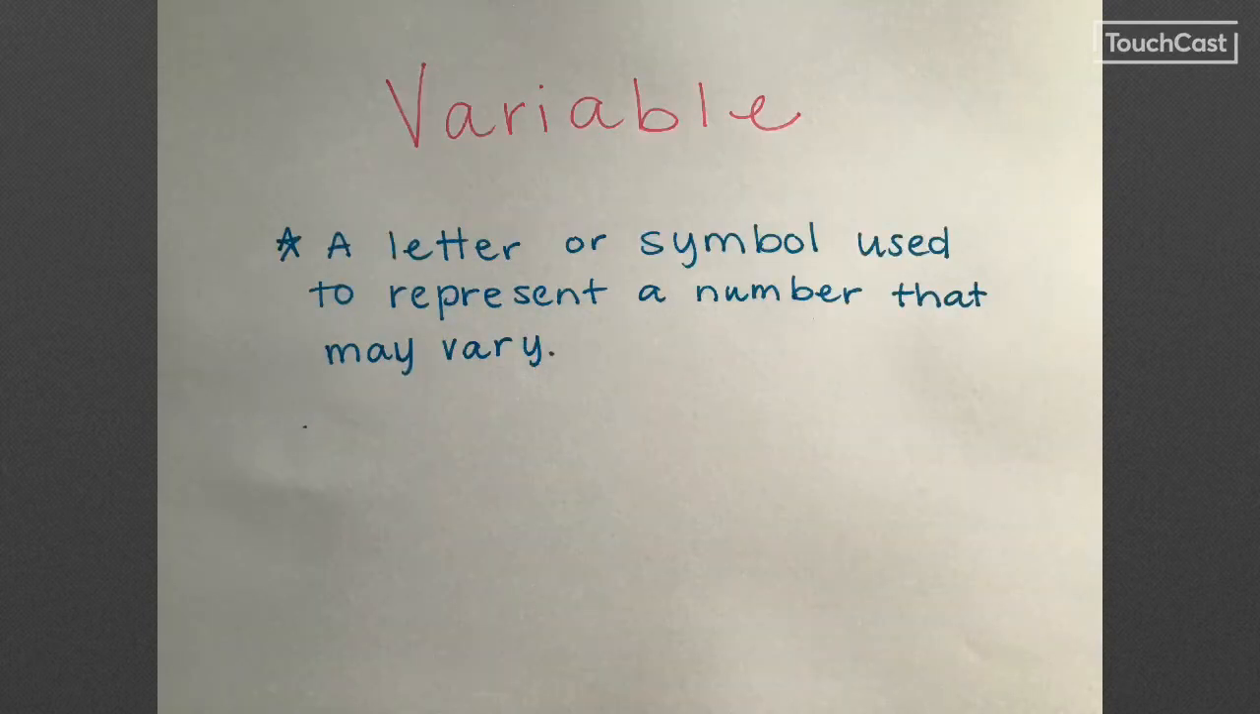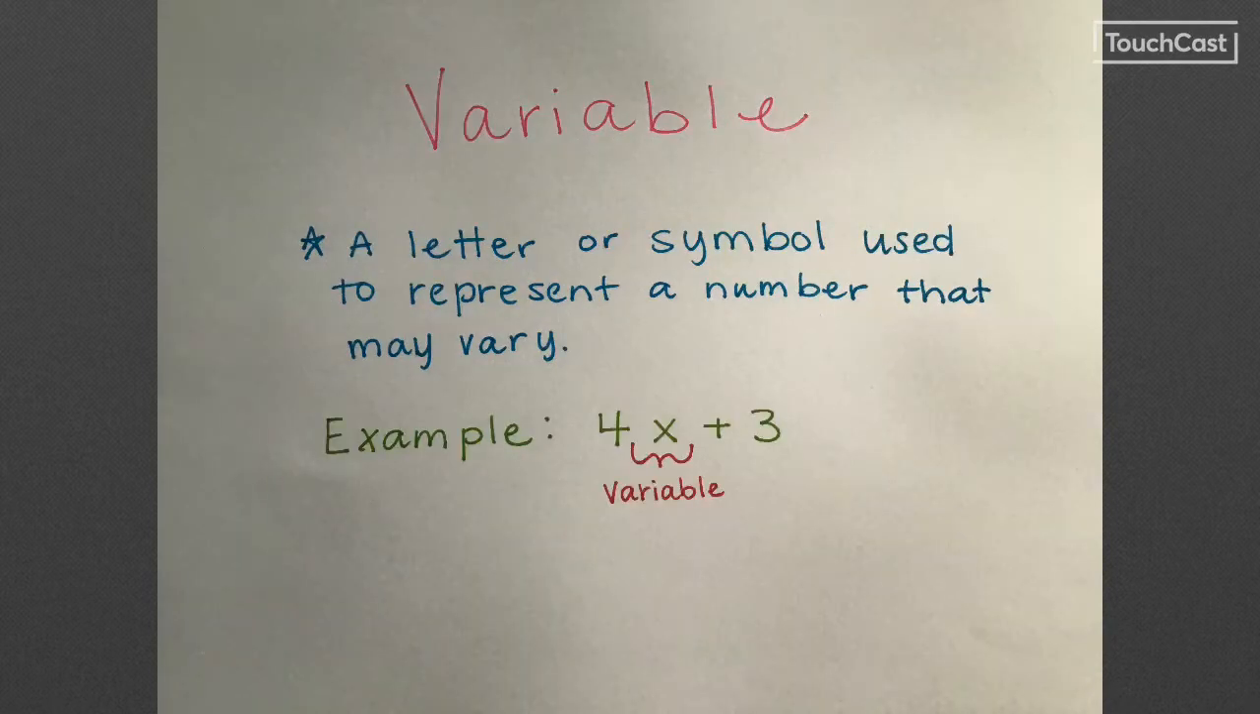Our next vocabulary word is variable. A variable is a letter or symbol used to represent a number that may vary. In the example problem 4x plus 3, the x is our variable. That means that could be any number.